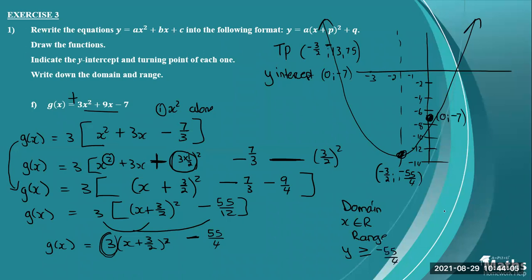Or you can work with x as an element from negative infinity to positive infinity, or you can say y is an element of the solid bracket, negative 55 over 4 to positive infinity.